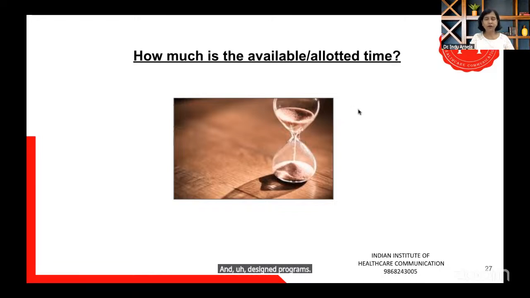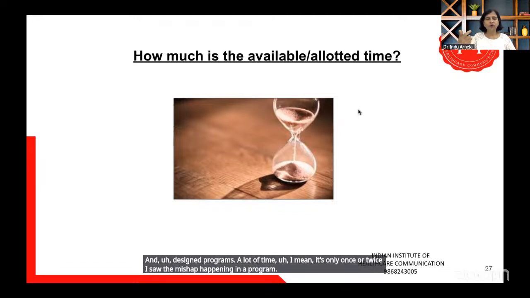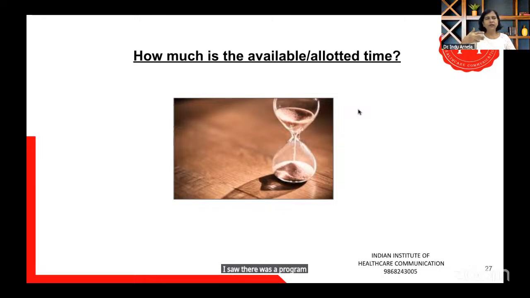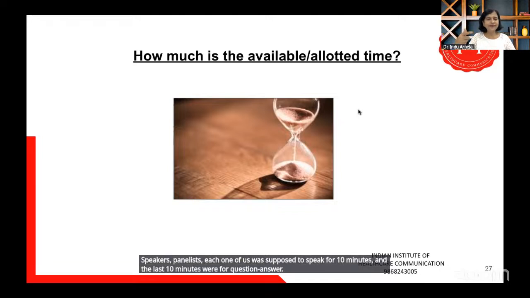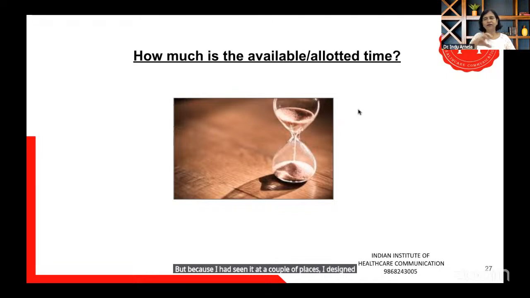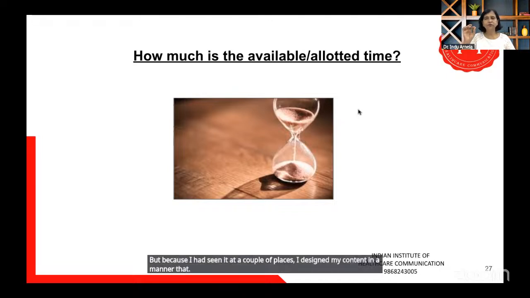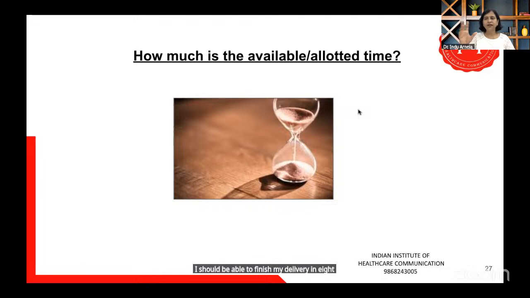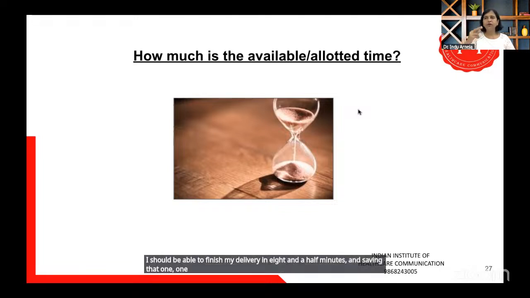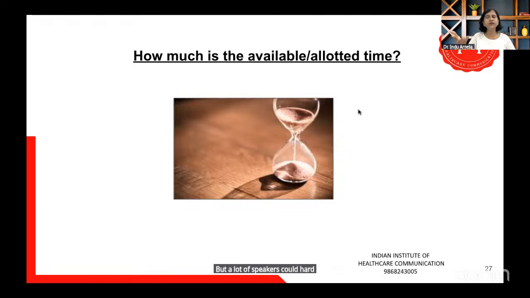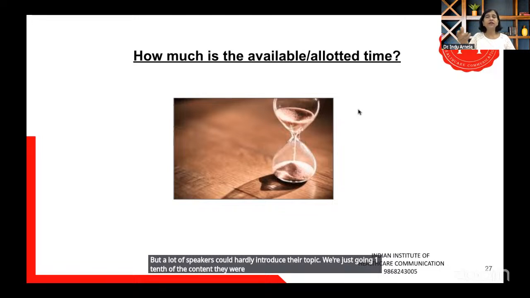A lot of times, it's only once or twice I saw a mishap happening in a program. There was a program with, I think, five speakers, panelists. Each one of us was supposed to speak for 10 minutes, and the last 10 minutes were for question and answer. But because I had seen it at a couple of places, I designed my content so that I could finish my delivery in 8.5 minutes, saving that 1.5 minutes. But a lot of speakers could hardly introduce their topic or cover even one tenth of the content they were supposed to deliver in 10 minutes.